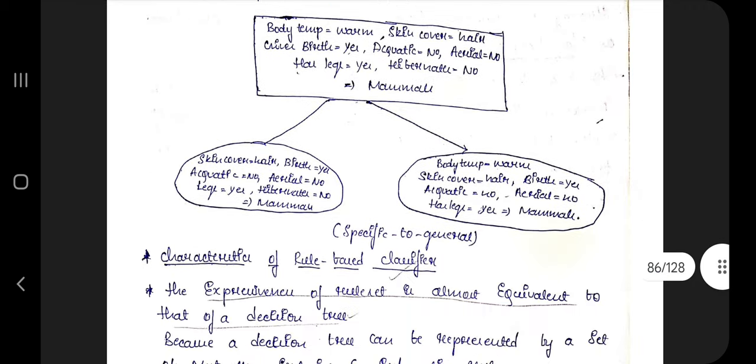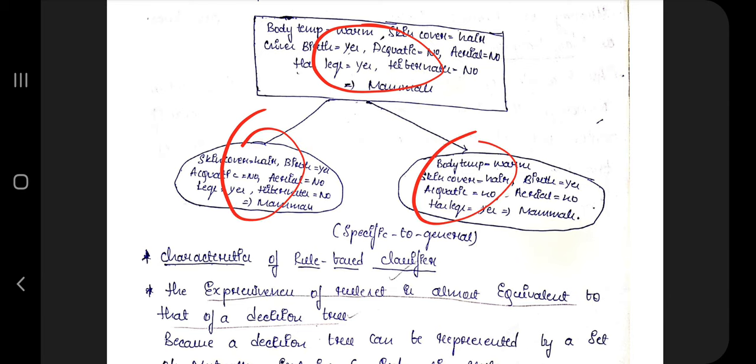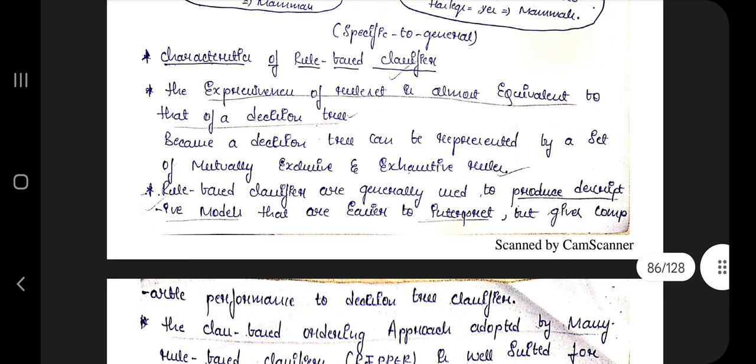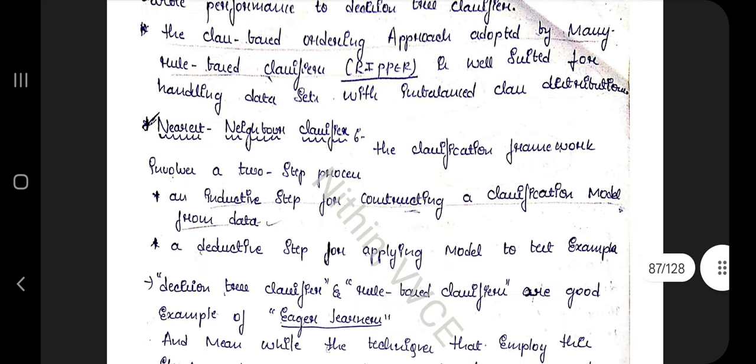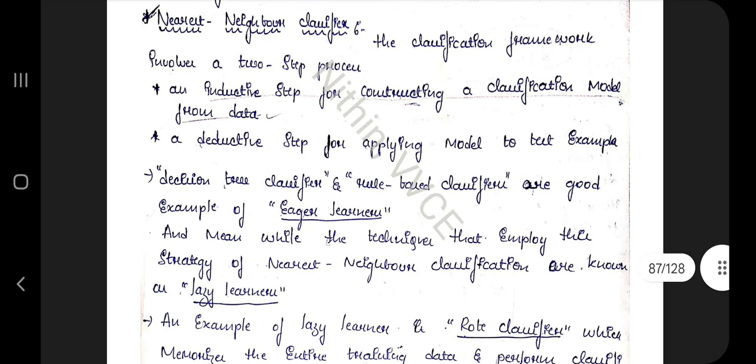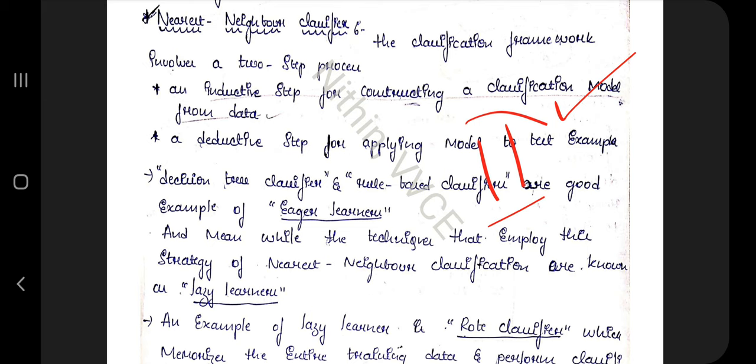In the other way, specific to general, specific information is given and we categorize it into two categories, then go to the general parts. That is the reverse of the previous one. Characteristics you can also go through, very simple and easy ones. You'll get to know the advantages and disadvantages as well. So that marks the end of the second important algorithm, which is the rule-based classifier. We are left with two more: k nearest neighbors and the Bayesian or naive Bayes classifier.